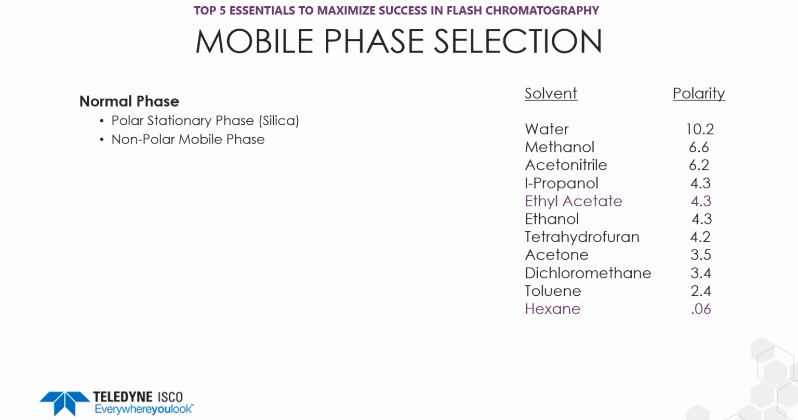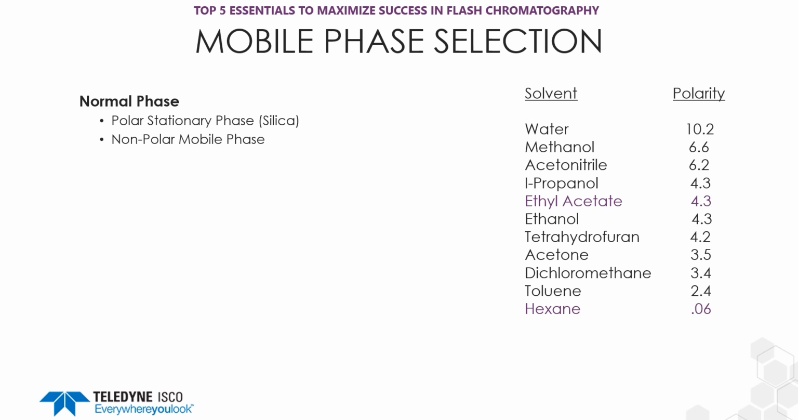Well, let's start with normal phase. In normal phase, you're going to be using a polar stationary phase. Think silica, alumina, amine, and you're going to be using a non-polar mobile phase. So if we look at the polarity chart on the right, you can see that hexane and ethyl acetate are highlighted in purple. And these are going to be your most common solvents when you're using normal phase. You're going to use a combination of hexane and ethyl acetate. So you can see that hexane is extremely nonpolar, and ethyl acetate has a polarity of 4.3.